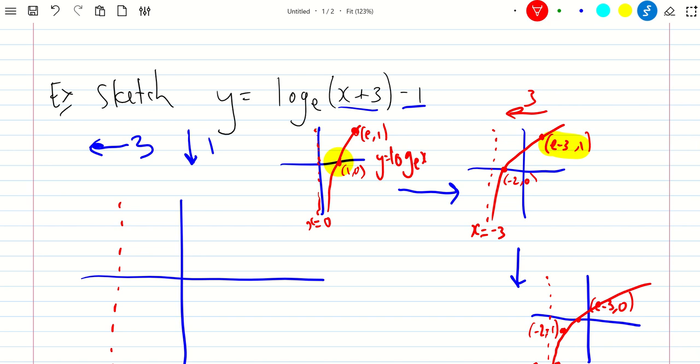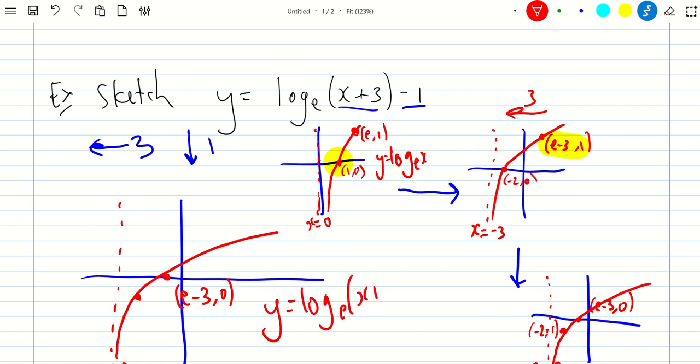x equals -3. It's going to go through the point -2, 1, -1, so there, and it's going to go through the point here of e minus 3, which is slightly negative because e is 2.7 something. That point there, and so it comes up and goes like that. Okay, so that's the graph of y equals log e x plus 3.